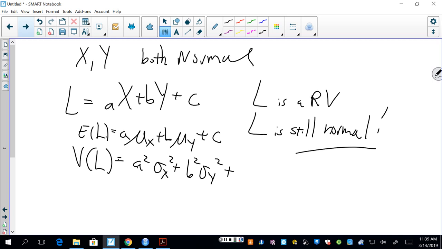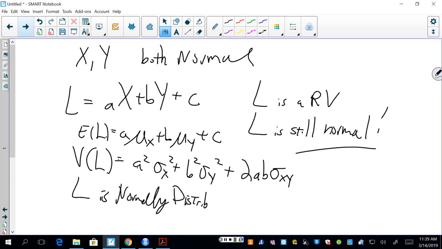Now the shift, the constant, doesn't change variability. It moves everything up by a constant amount. It doesn't change the relative spread of anything. But there is a 2 times a times b times the covariance in there. So we figure out this and this, and then L is still normally distributed. So if you want to calculate probabilities, you can z-score things and use the normal tables. And it works out quite well.